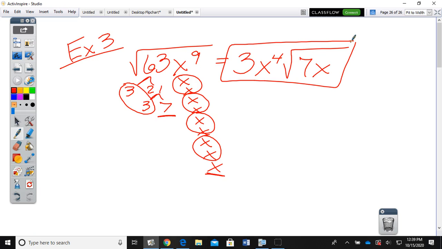Now, can you do it without writing them all down? Sure. Ask yourself, how many times will 2 go into 9 evenly? 4 times, and how many's left over? 1's left over. So x to the 4th, you put an x left over. Okay? Everybody good? All right.